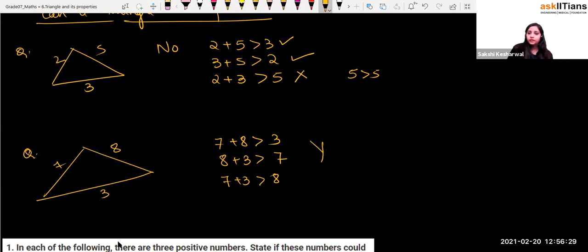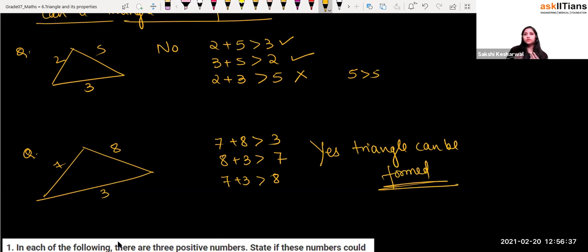So yes, triangle can be formed. Please better try to understand how we do this, right? This is very true, and this is very practical, that the sum of the two sides of the triangle is always greater than that of what? The third side, right?